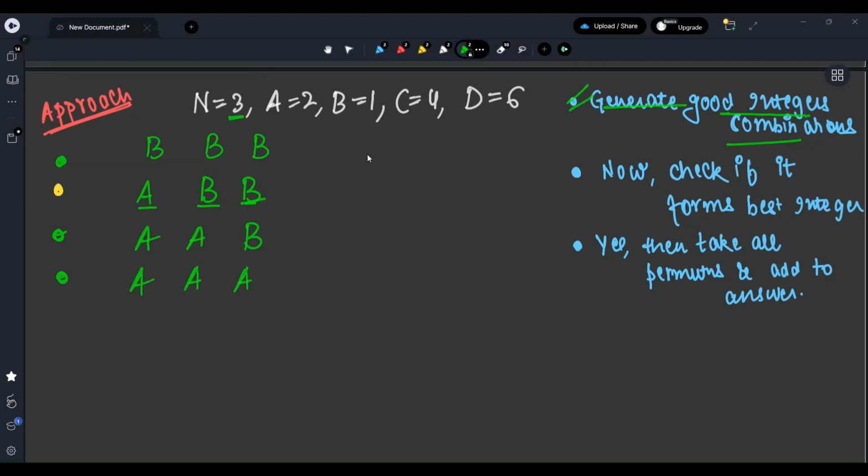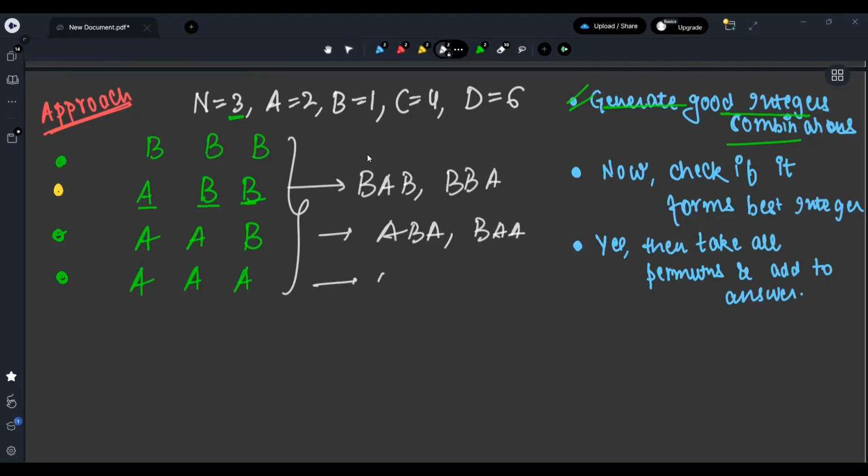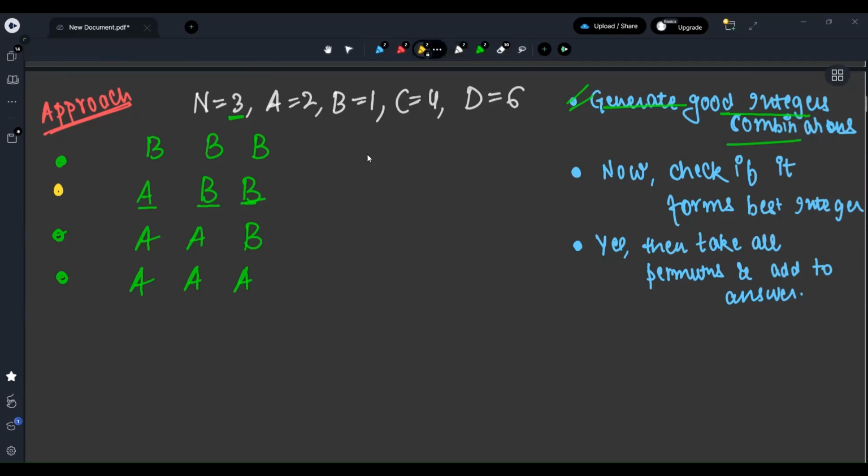Now these are the combinations that I can check. When I rearrange, this will be B A B, B B A. Similarly, this can be A B A, A A B. This one will remain as A A A because no more arrangements can be done, and similarly this will remain B B B as it is. So in total, I have 8 permutations that I can generate, but I will not take all of them. Let's proceed side by side to see what I will do. I have generated combinations. That means currently I'm not considering the arrangements that I created.